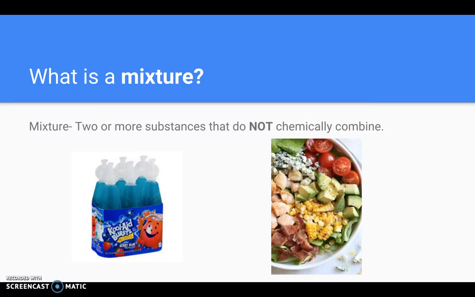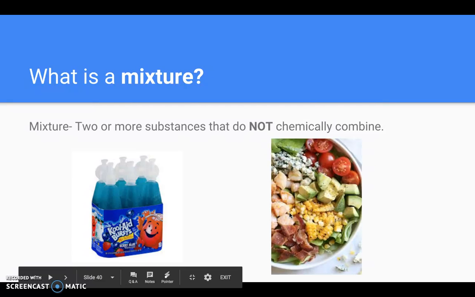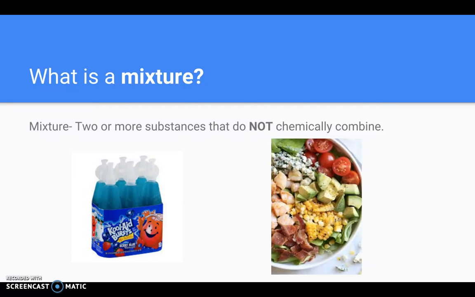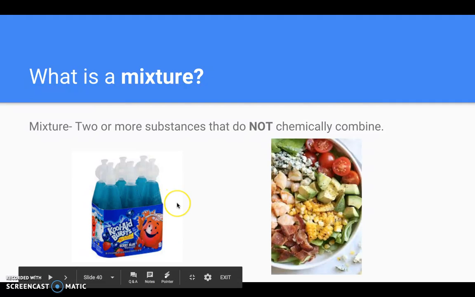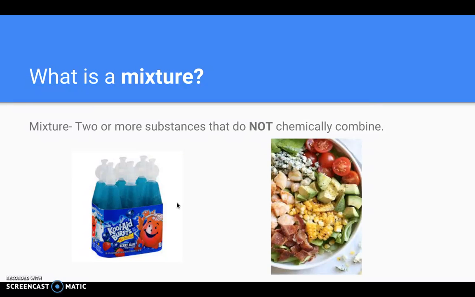Now, what is a mixture? Pretty plain and straightforward. It's two or more substances that do not chemically combine, right? So this salad obviously is not chemically combined together. I could very easily pick out the avocados, the tomatoes, the corn, the bacon, with my hands or hopefully a fork. And then the Kool-Aid here is something called a solution. Solutions are when substances are mixed with water. Even though it looks like it can't be separated, it actually still can be by a number of tools. I want you to start thinking about how you might separate something that looks like that.